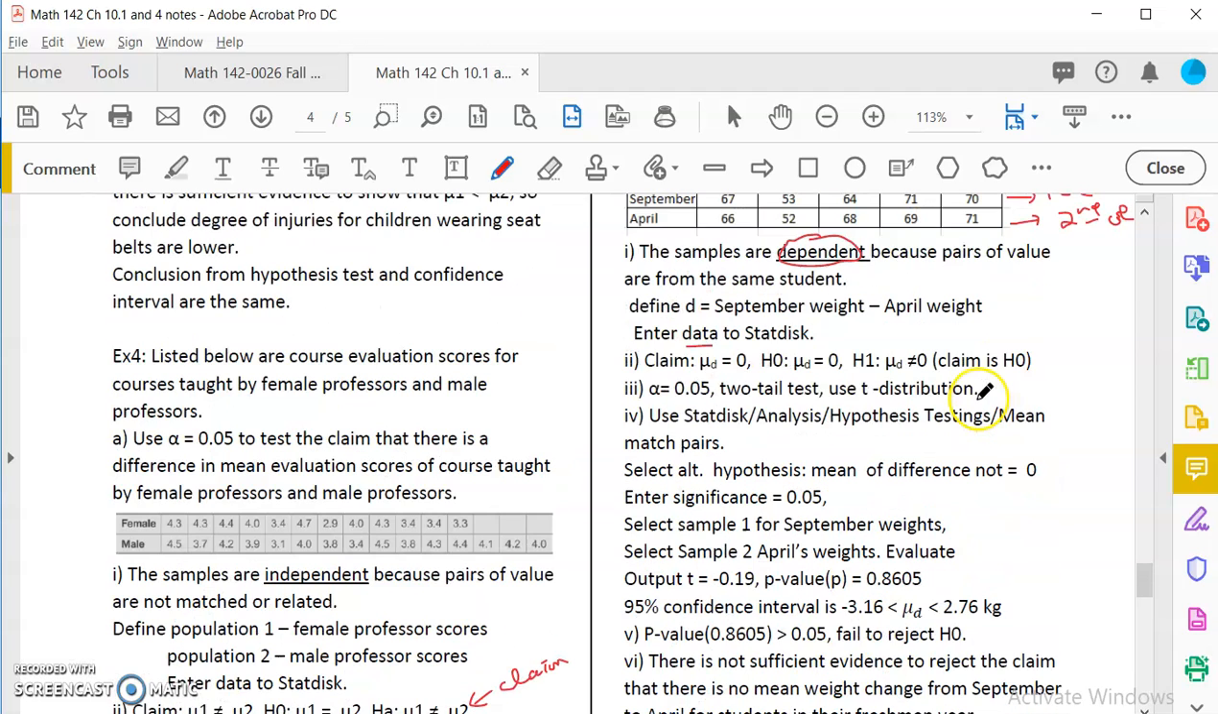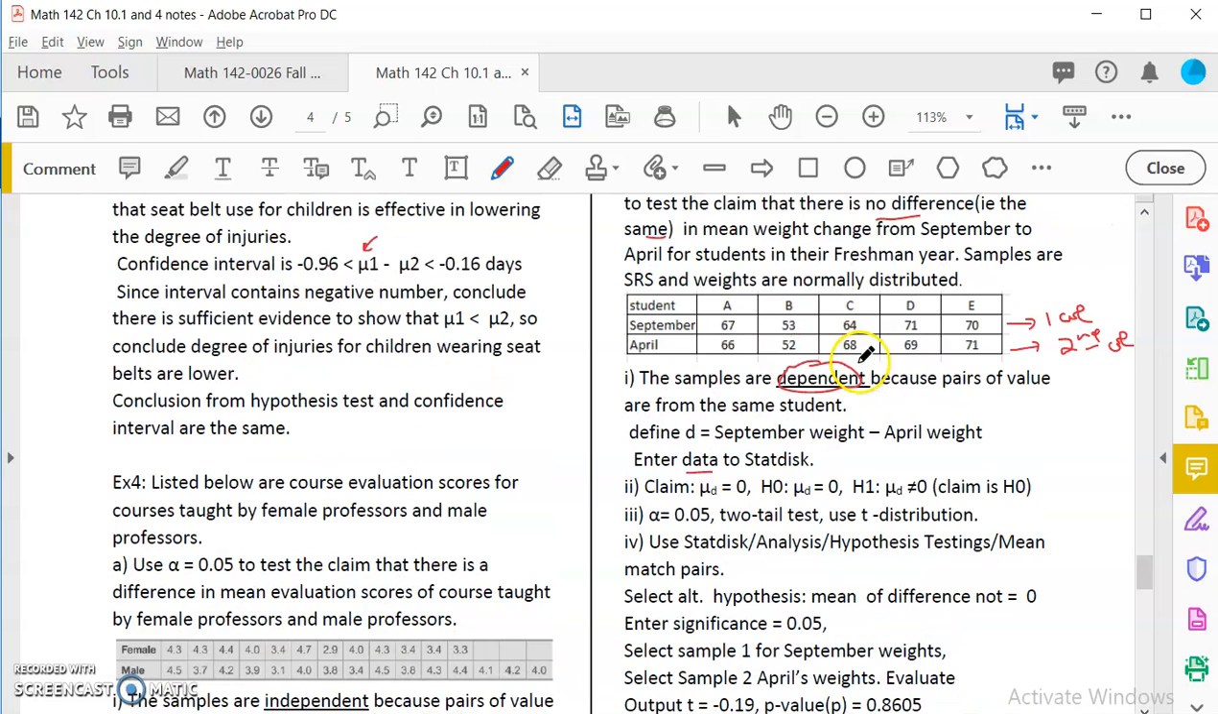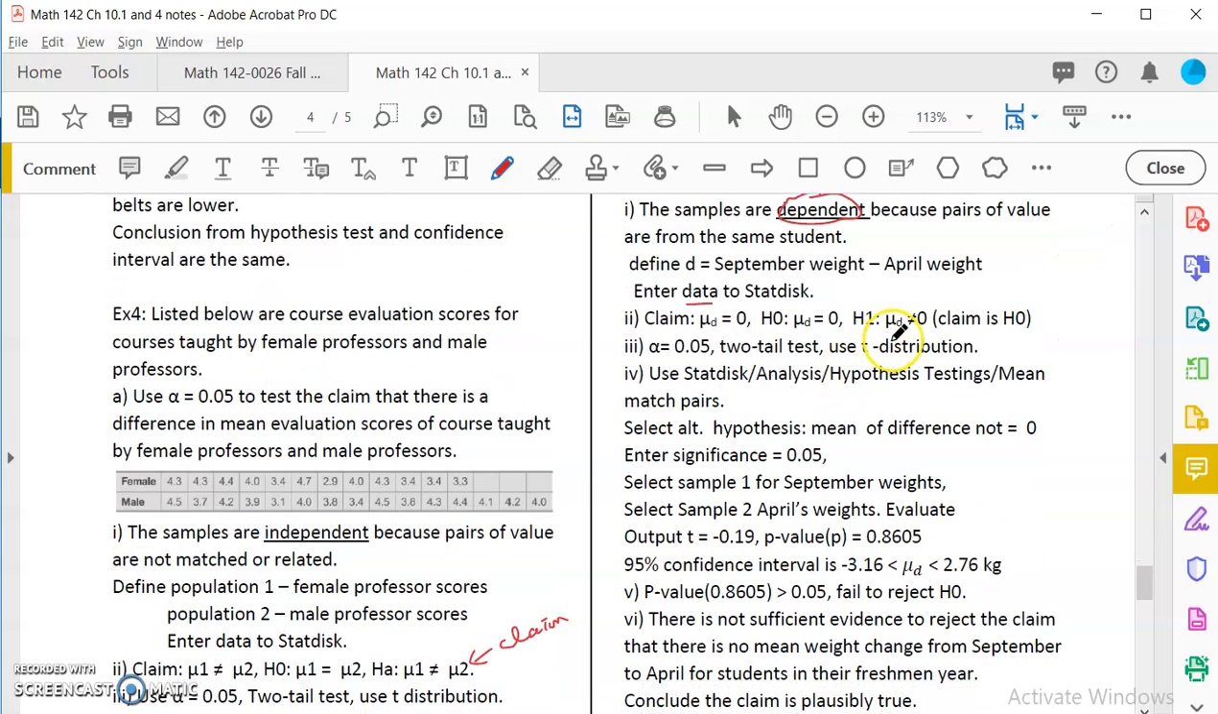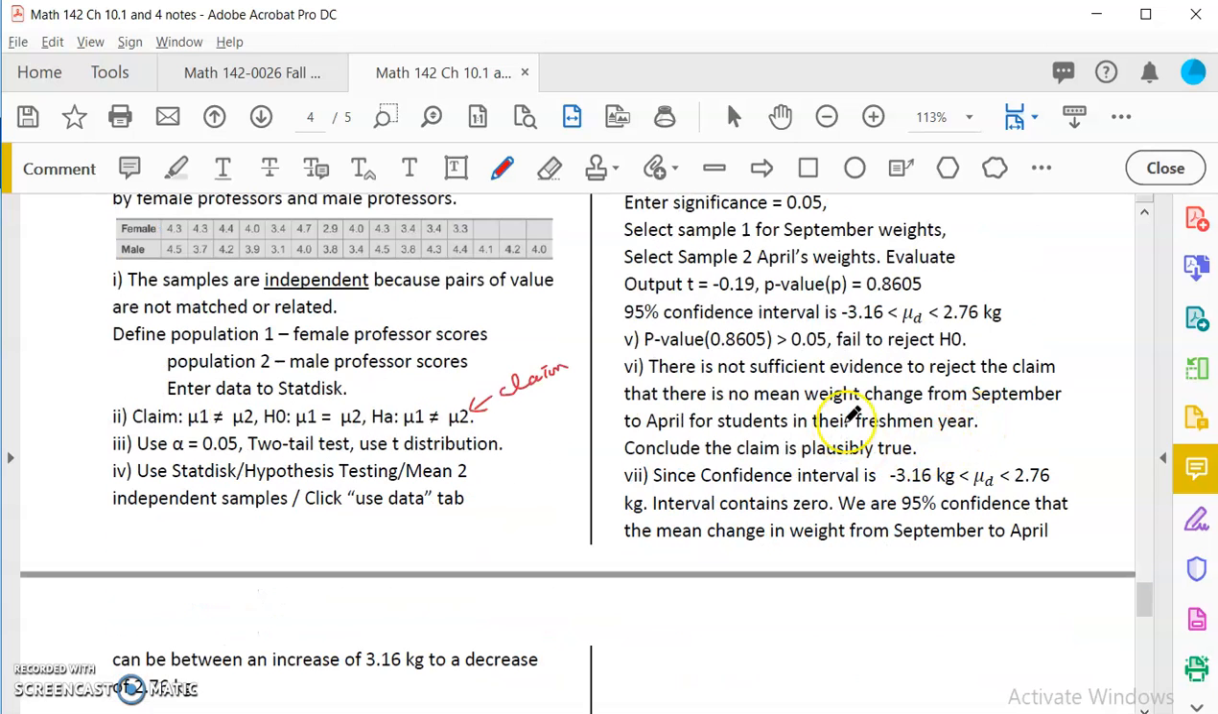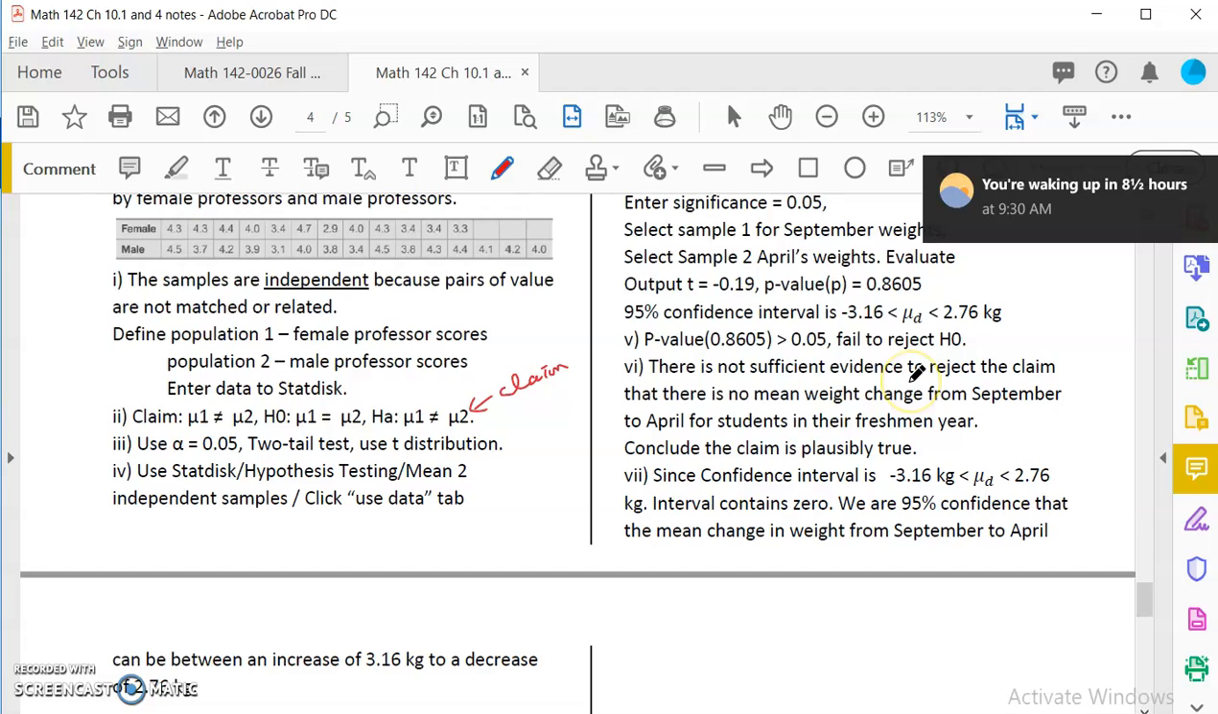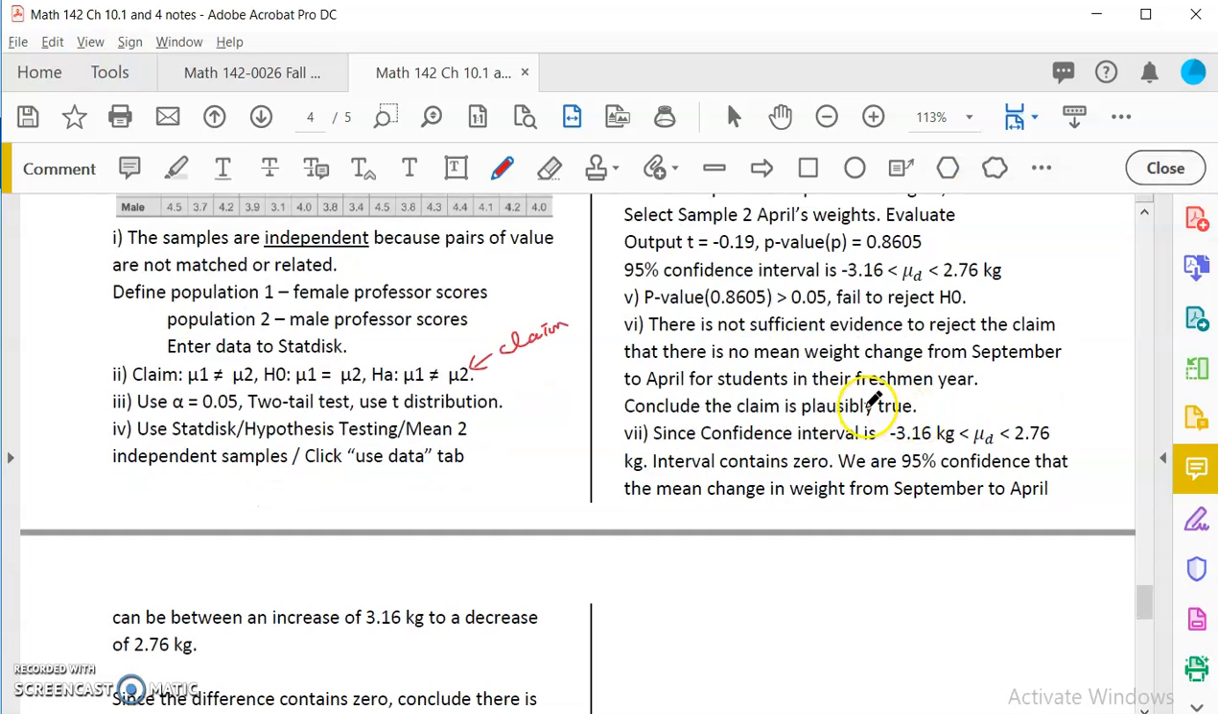And because our claim is actually equal to 0, we're claiming that there is no difference, right? Our claim is in the null hypothesis, so we use the wording not sufficient evidence to reject, because the claim is waiting to be rejected, but there is not sufficient evidence to reject it. So there is no mean weight difference. We conclude that there is actually no difference.